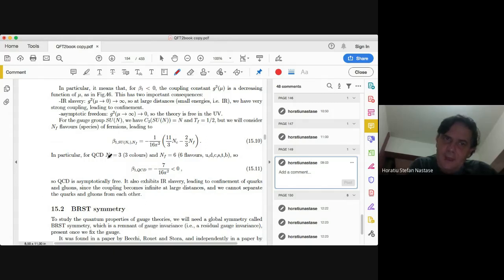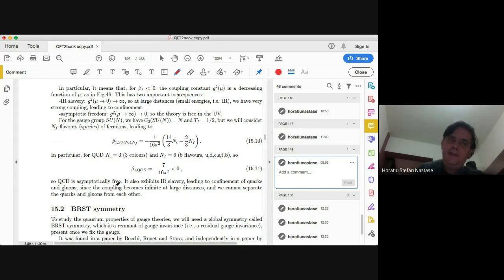In the case of QCD, we have N_C equal 3 colors, and N_F equals 6 flavors, which are up, down, charm, strange, top, and bottom quarks. So then for QCD, replacing it in here, the 3 cancels, so I got 11 minus, and N_F is equal to 6, so 6 over 3 is 2, so minus 4. 11 minus 4 is 7. So beta_1 for QCD is minus 7 over 16 pi squared. It's negative as advertised, which means that QCD is asymptotically free. And it also exhibits IR slavery leading to confinement.